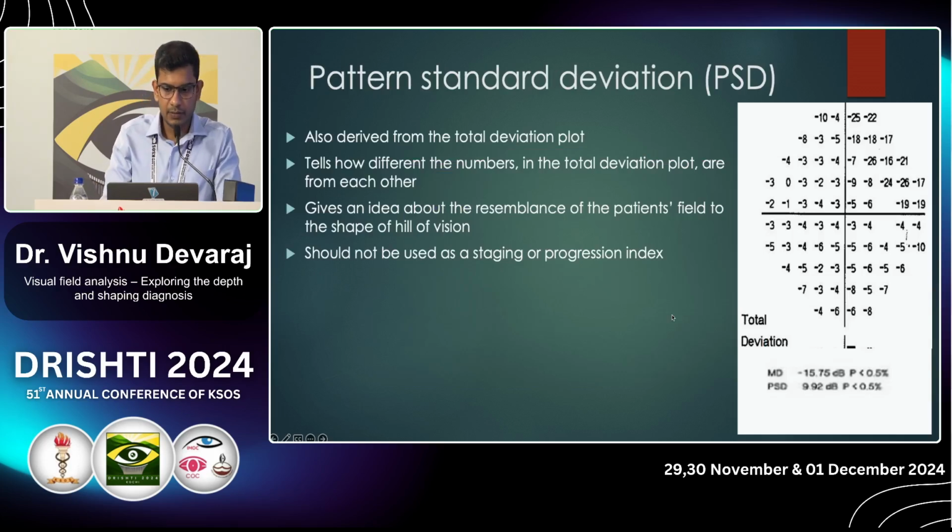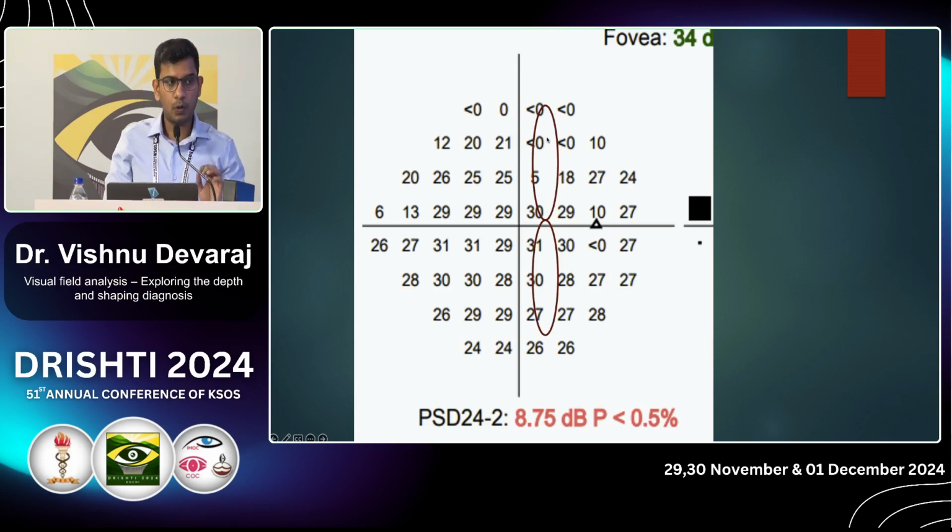And pattern standard deviation is also derived from the deviation plot. It shows how each point differs from the adjacent points. So it shows localized defects of the patient. It gives an idea about the resemblance of the patient's field to the shape of the normal hill of vision, but it is not used for staging or progression index. It basically shows the potholes or defects in the hill of vision of the patient.